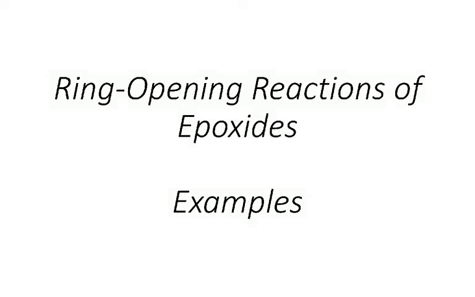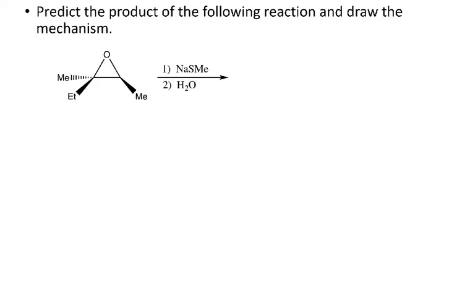In the previous video, we looked at all the different things that go into ring opening reactions of epoxides. And in this video, I'm going to look specifically at some examples. So in our first example, we want to predict a product and draw the mechanism of the following reaction.